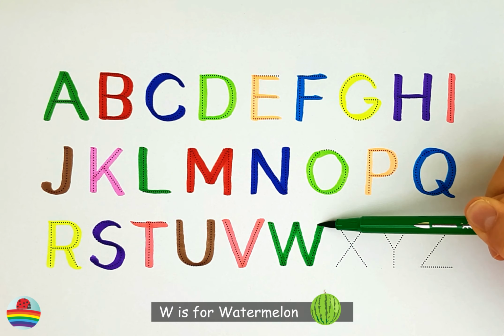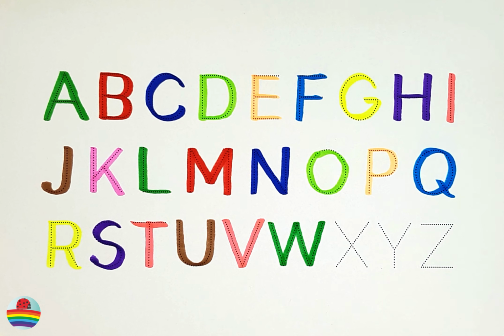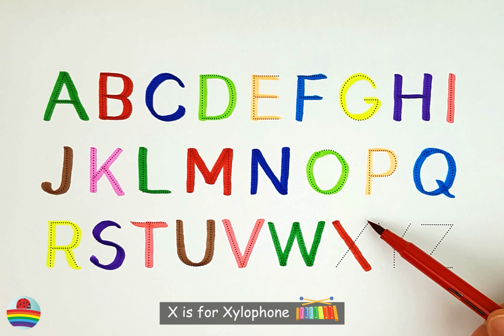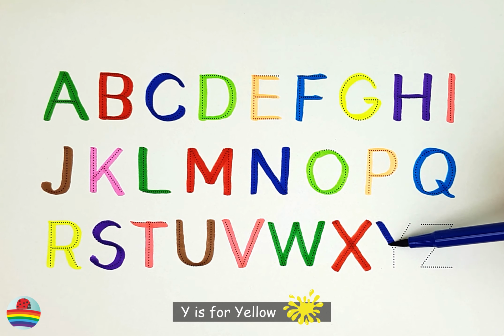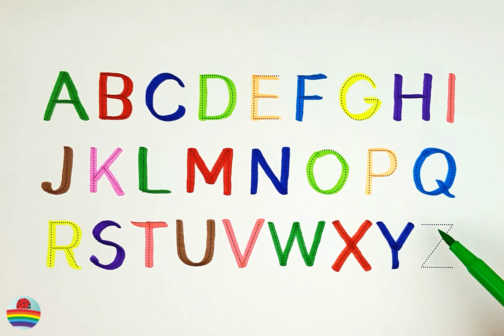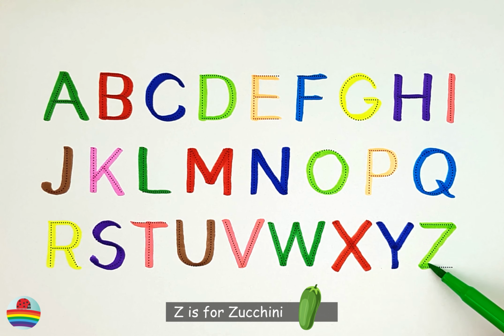W. W is for watermelon. X. X is for xylophone. Y. Y is for yellow. Z. Z is for zucchini.